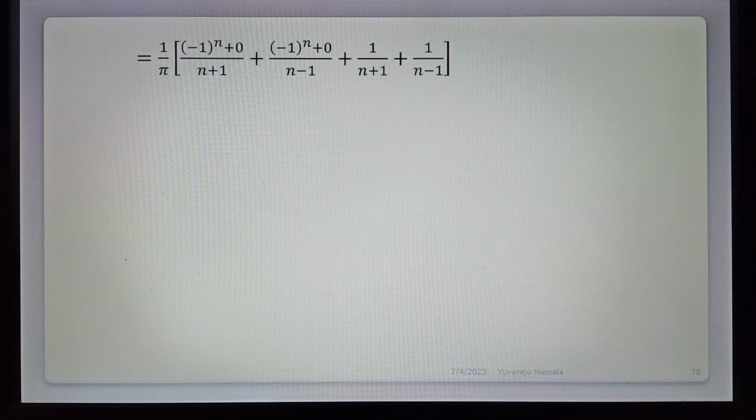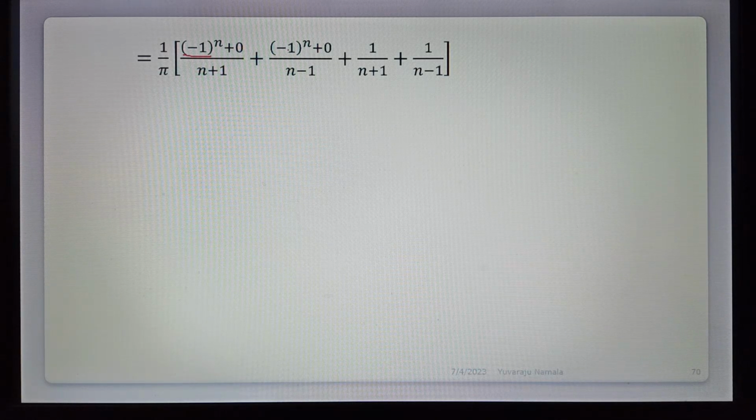So that is equal to 1 by pi into, cos of n plus 1 pi, expand it. 1 plus 1, cos n pi, cos pi is minus 1 power n into minus 1. So that is equal to cos pi, sin n pi, sin pi is 0, right? So here minus of minus becomes plus. cos n pi is minus 1 power n plus sin n pi is 0, by n plus 1.